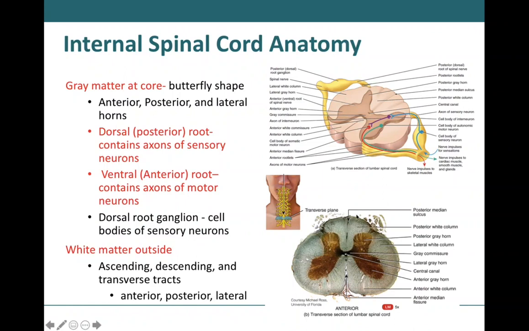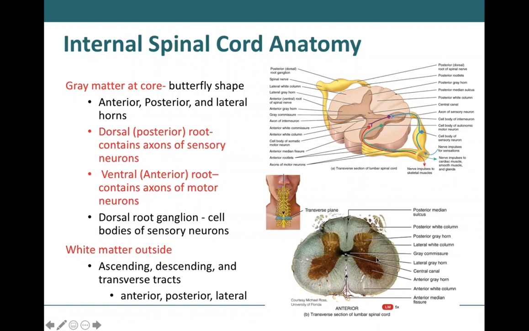So this is the posterior side of our spinal cord, and this is the anterior side. So this projection of gray matter back here is known as the posterior gray horn, because this is the location where the gray matter is going to stick out. Up here in the front, we have the anterior gray horn, so that's going to be found right here. And over here on the side, we'll have the lateral gray horn. The lateral horn tends to be a little bit more difficult to see. It's a little smaller than our anterior and our posterior gray horn.